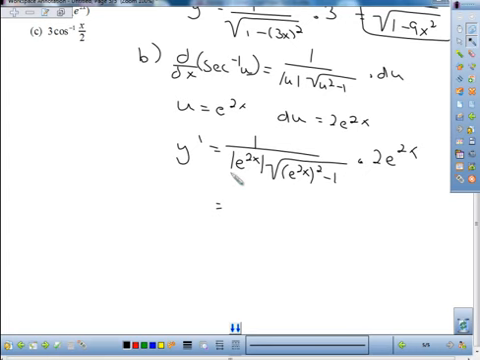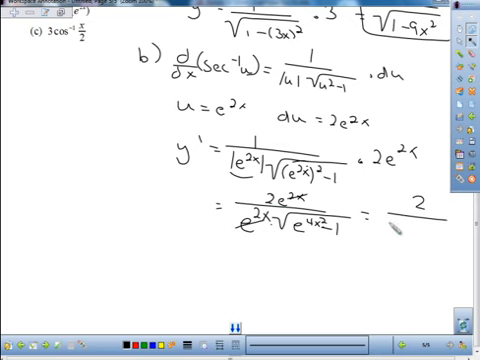So my derivative now, e to the 2x is always going to be positive no matter what we let x be. So that's why I can get rid of the absolute value. And then on top, we're going to have 2 e to the 2x over the square root of e to the 4x minus 1. Right? Distribute that squared. Notice that my e to the 2x will cancel, so I'm left with 2 over the square root of e to the 4x minus 1.